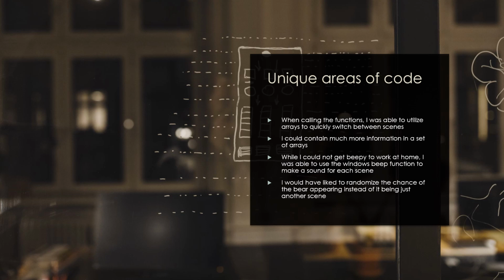I would have liked to randomize the chance of the bear appearing instead of it just being on another scene. I spent a good amount of time trying to randomize this as well, and I couldn't quite get it to work. There were some times where I got it to pop up, but then it would break something else, and then it wouldn't repeat the prompt again.